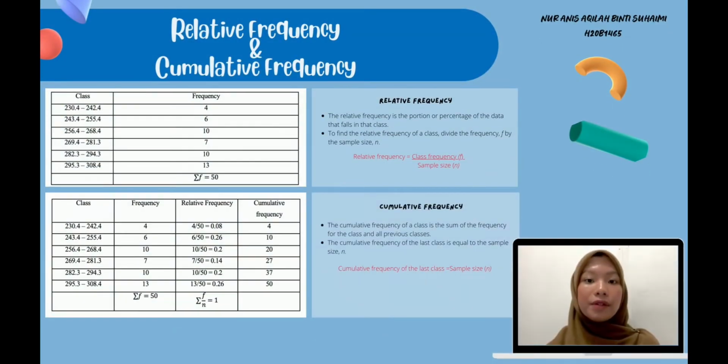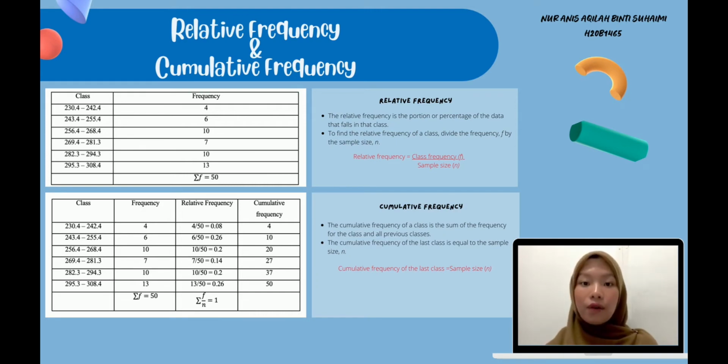This slide is part of the relative frequency and cumulative frequency distribution. So, for relative frequency, the relative frequency is the portion or percentage of the data that falls in that class. And next, to find the relative frequency of a class, divide the frequency, small f, by the sample size, small n. Then, you will get the answer for relative frequency distribution. Below this is the cumulative frequency. The cumulative frequency of a class is the sum of the frequency for the class and all previous classes. Then, the cumulative frequency of the last class is equal to the sample size n.